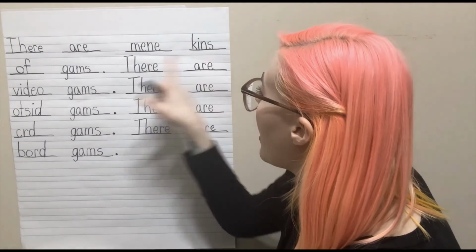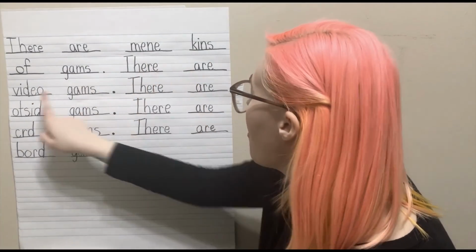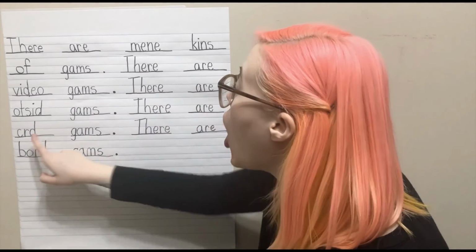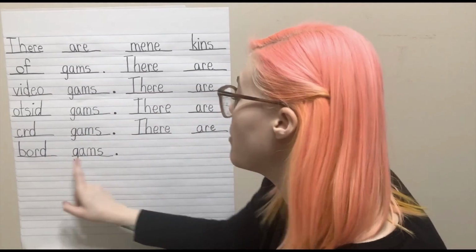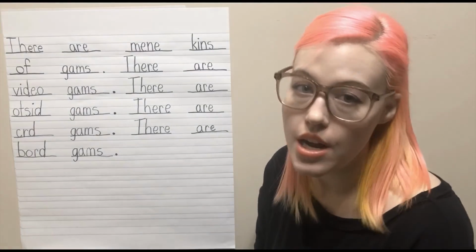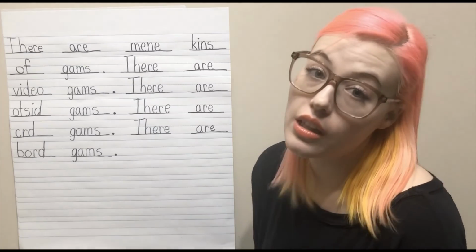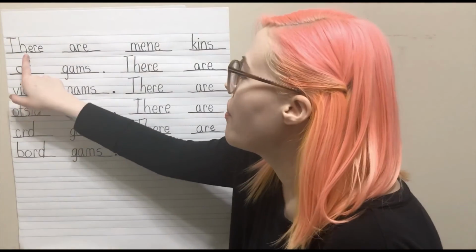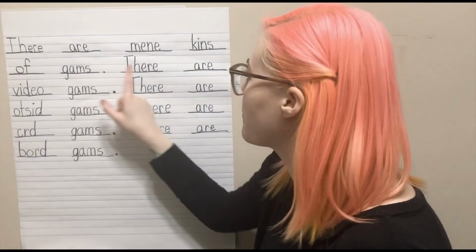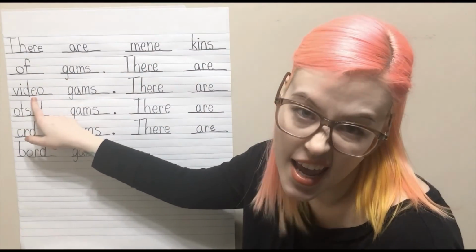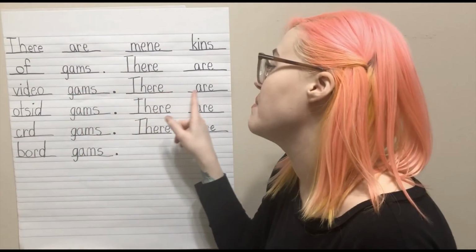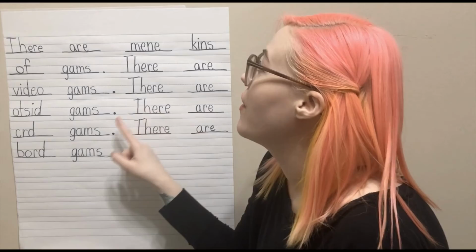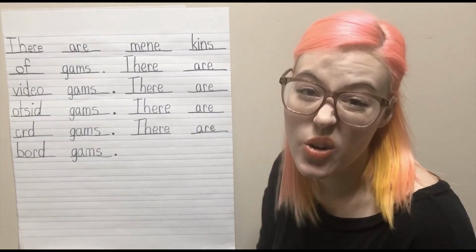There are many kinds of games. There are video games, there are outside games, there are card games, there are board games. So today for your story, if you wanted, you could list your favorite games and teach readers about that. So maybe your story sounds like there are many kinds of games. There is Fortnite. There are games like tag. There is Candyland. And there is Go Fish. And so you could write your own story.